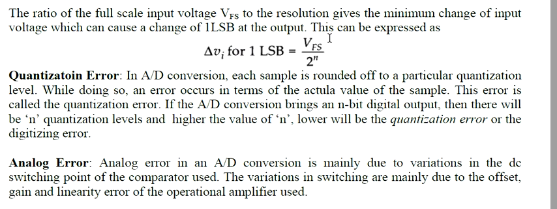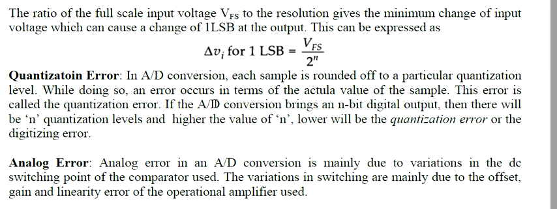One equation is VFS by 2^n, where 1/2^n is the resolution and VFS is the full scale input voltage. This ratio VFS by 2^n gives the minimum change of input voltage, delta VI, which can cause a change of 1 LSB at the output. This is resolution.